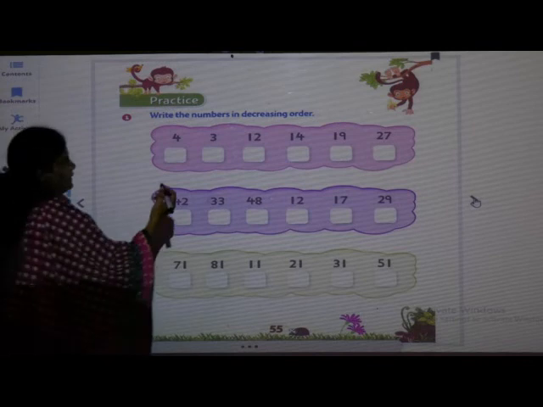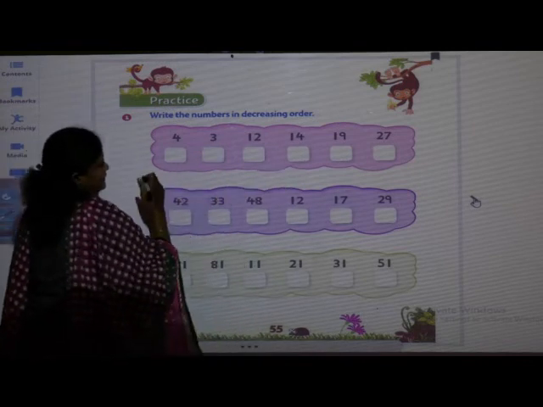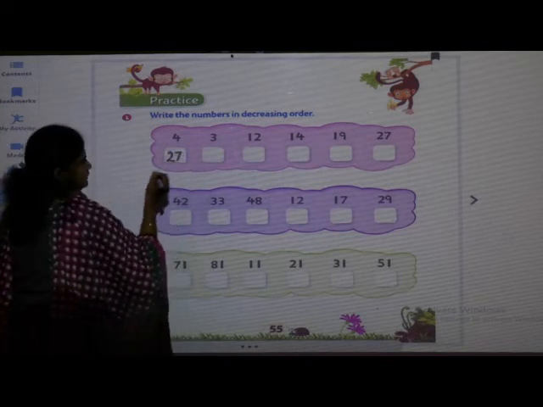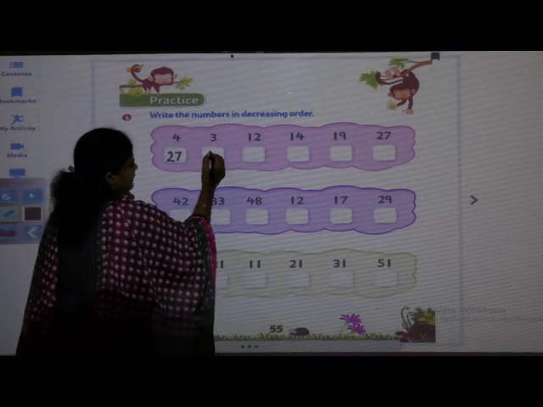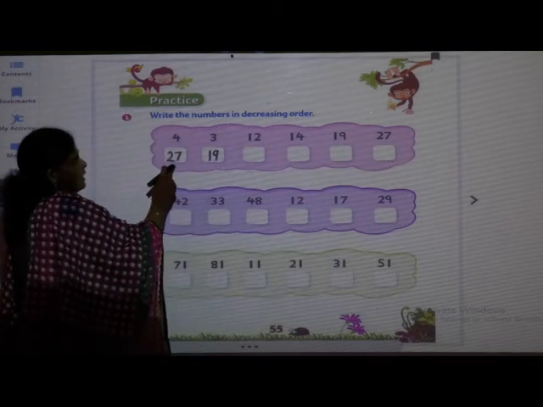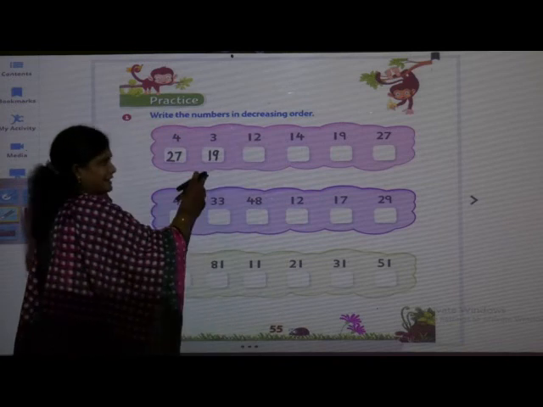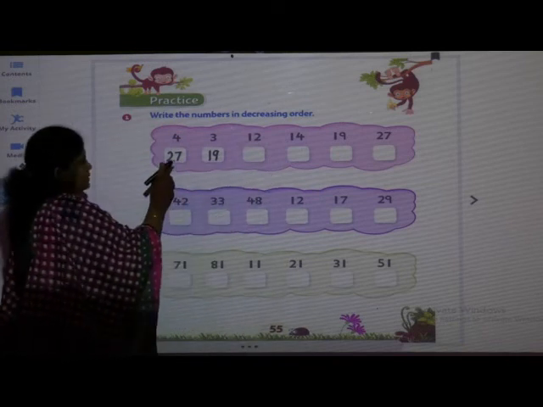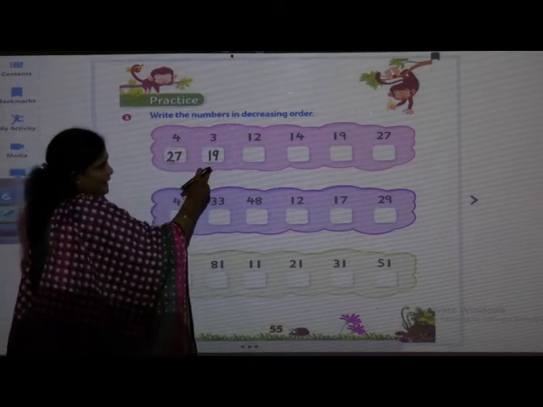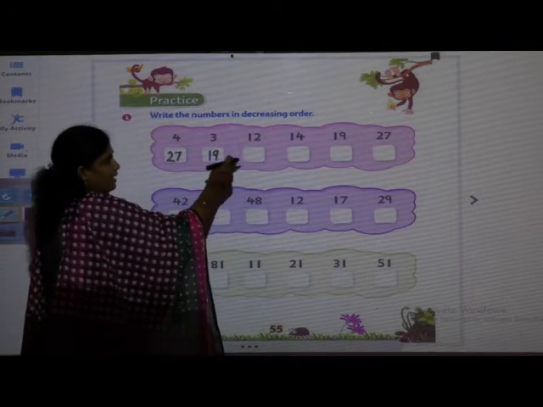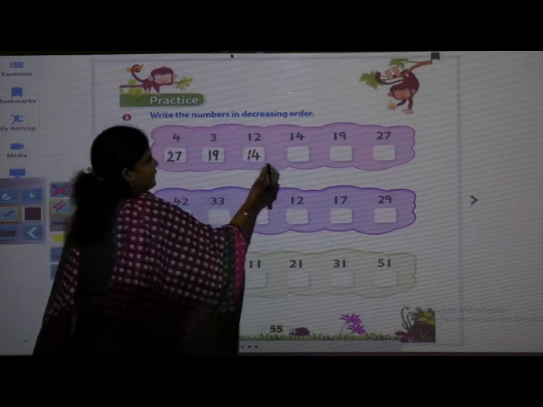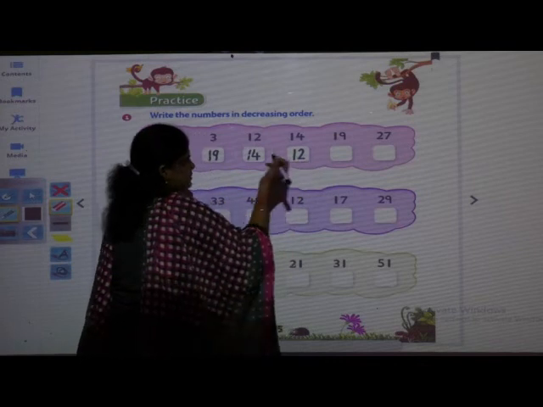Here we have to see and write which is the largest number in this. 27. Next 19. First we have to see the largest number, and when we write here the largest number, and later on when we write the next number, that time we have to see the smaller number. The numbers which are smaller than 27, that we have to write here. Now after writing 19, we have to see the smaller number which comes after 19. So 14. After 14, 12 is the next smaller number.